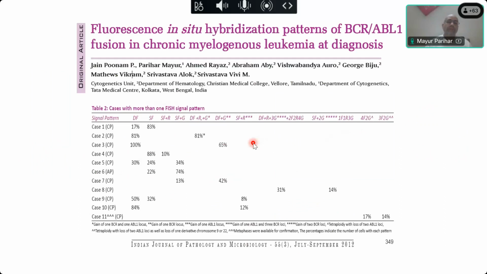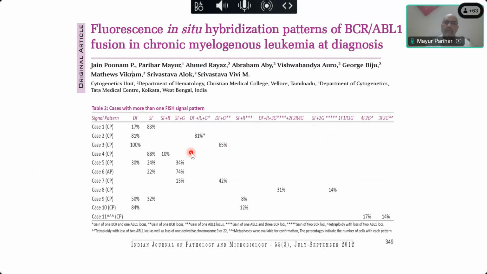Well, it is not so simple. When you start doing FISH, you realize that there are a lot of variant patterns. This is a paper we published when I was in CMC Vellore. It has signal patterns of more than 1,500 patients. So you can see there are different patterns you may see.